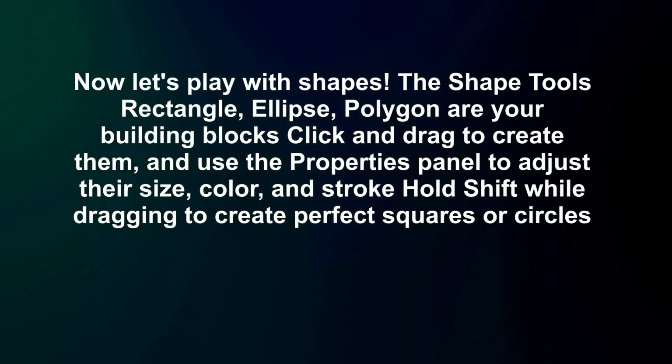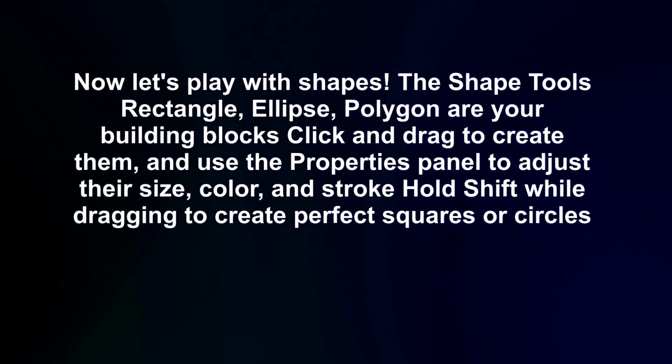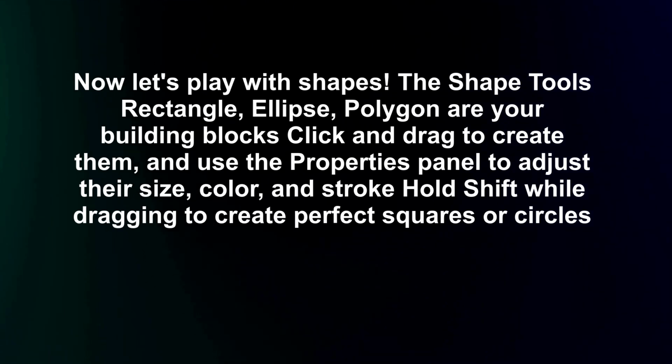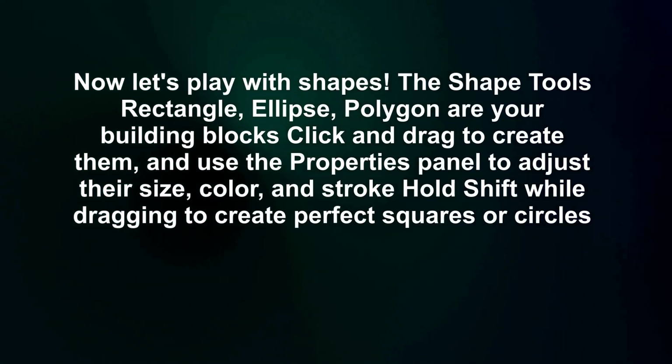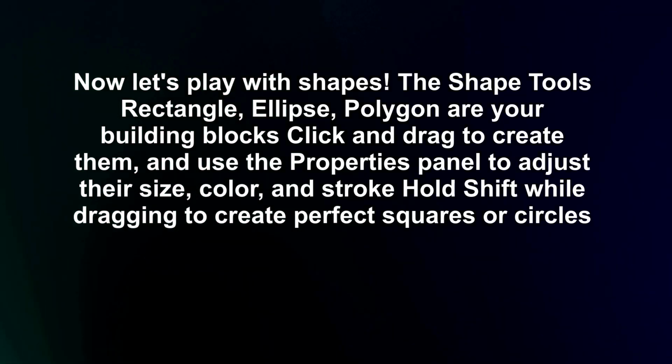Now let's play with shapes. The shape tools rectangle, ellipse, polygon are your building blocks. Click and drag to create them, and use the properties panel to adjust their size, color, and stroke. Hold shift while dragging to create perfect squares or circles.